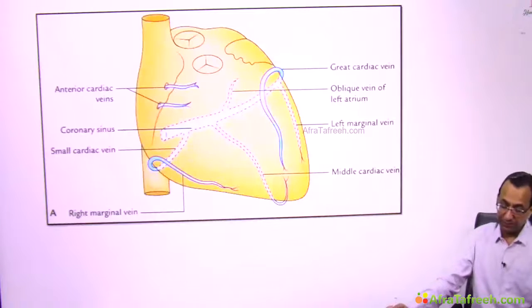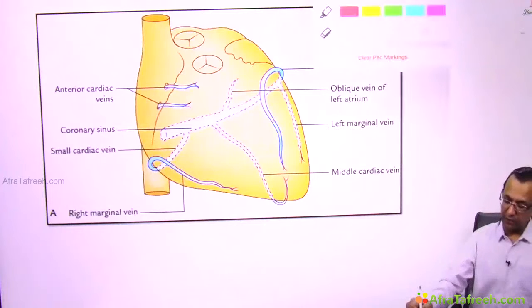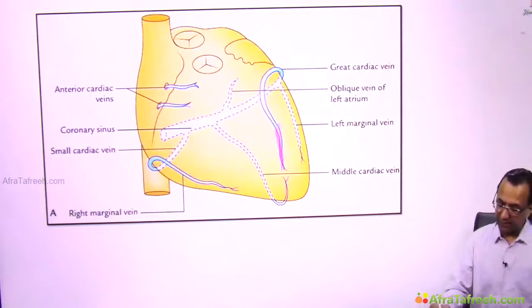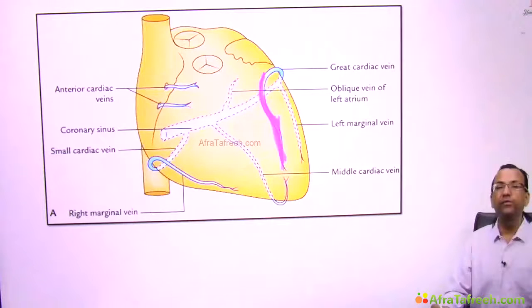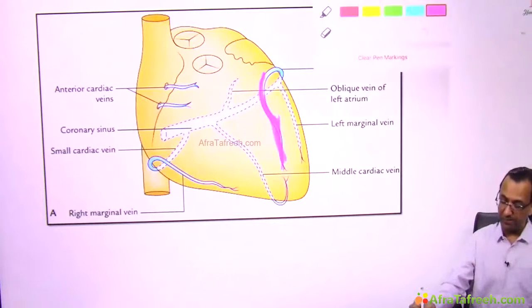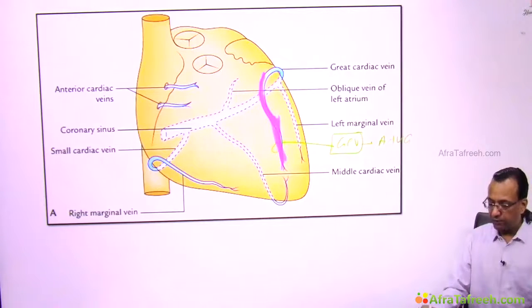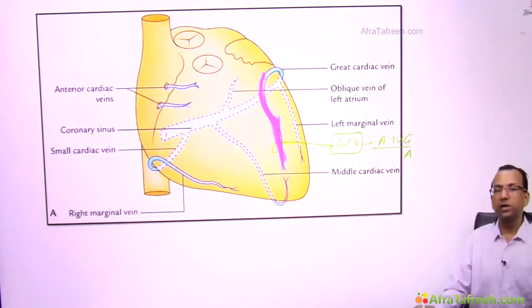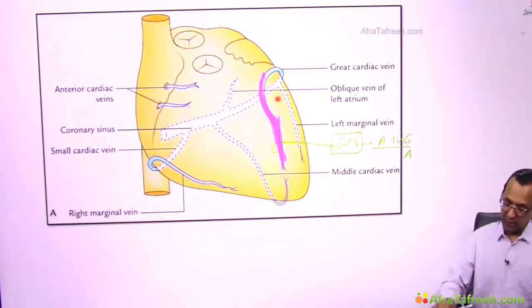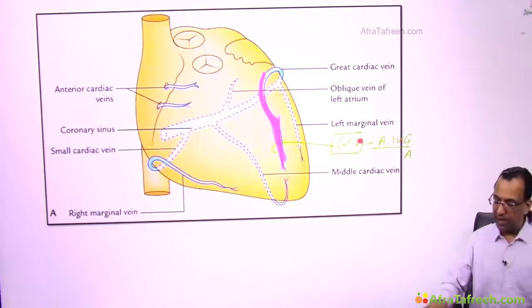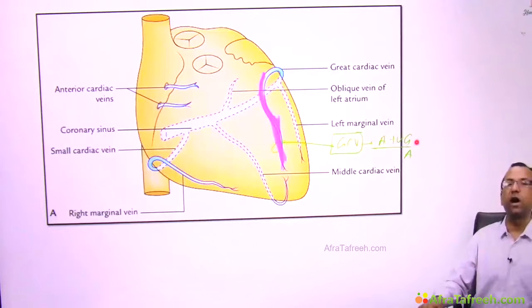Let's do that. If you remember, we have discussed that there is a great cardiac vein, and it is running in the AIVG with the AIVA, anterior to the heart. So this is the great cardiac vein which is running with the AIVA in the AIVG, meaning the anterior interventricular artery in the anterior interventricular groove.